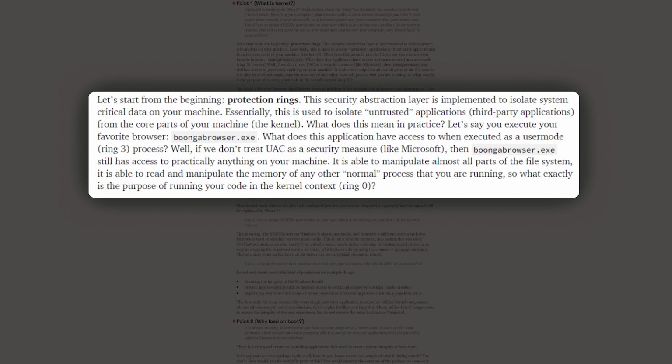Well, if we don't treat UAC as a security measure like Microsoft, then boongabrowser.exe still has access to practically anything on your machine. It is able to manipulate almost all parts of the file system. It is able to read and manipulate the memory of any other normal process that you're running. So what exactly is the purpose of running your code in the kernel context, Ring 0?